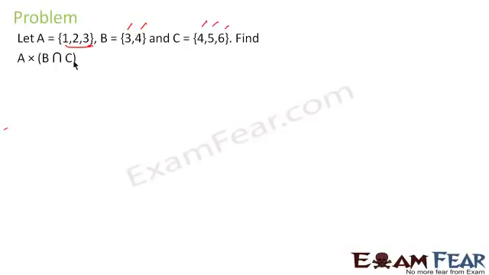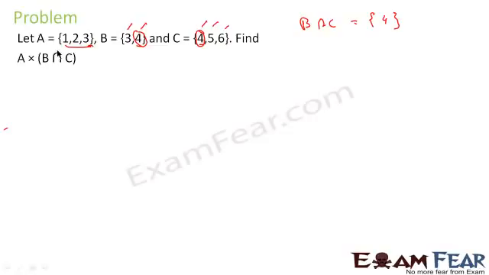To do this, first let me find B intersection C. What are the common elements between B and C? 4 and 4. 4 is the common element between B and C. So when I say B intersection C, I mean the set with one element, that is 4.